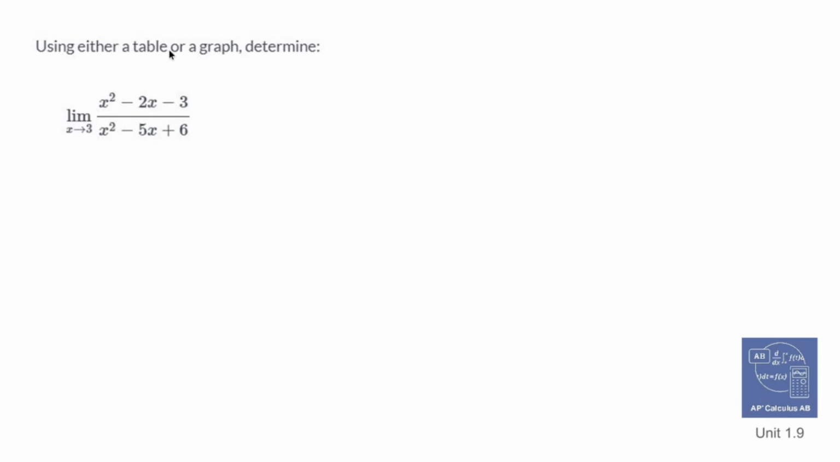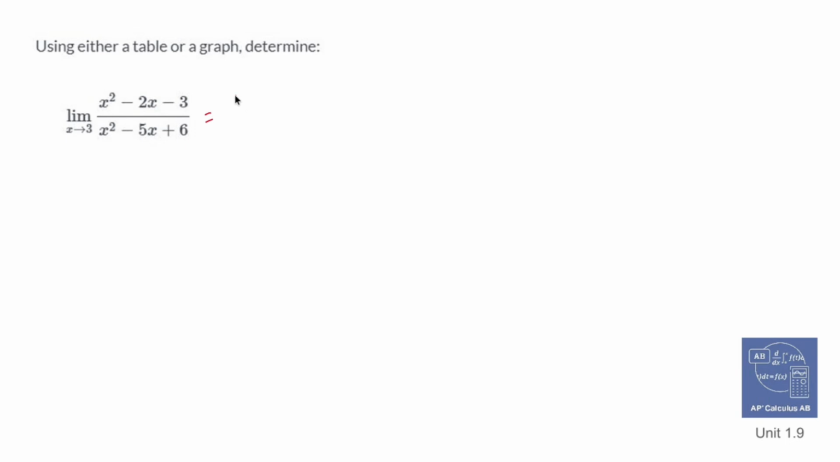Use either a table or a graph to determine the limit as x approaches 3 of (x squared minus 2x minus 3) over (x squared minus 5x plus 6). I'm thinking AP Precalculus thoughts. Now that AP Precalculus exists, we dealt a lot with holes and asymptotes and zeros and stuff like that.